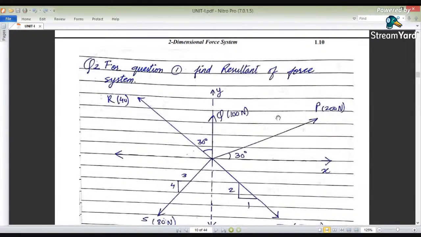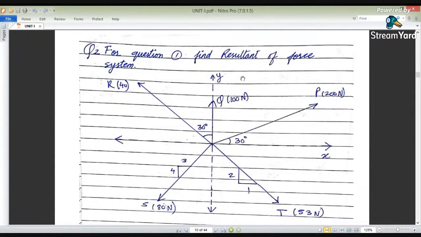In the same way, there is an example for this. Here also we will find out the resultant. In the previous problem we calculated the x and y components, but in this case we will find the resultant of forces.